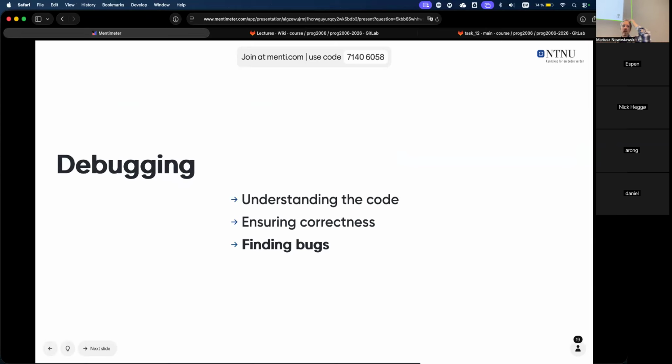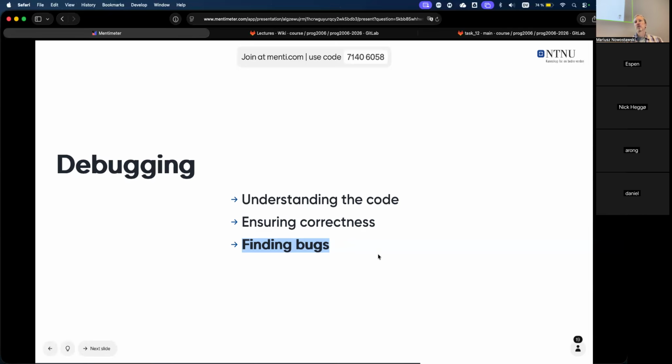So we're primarily doing it for understanding the code and for ensuring that the code is doing what we want it to do, right? And then finding bugs, but that should be the primary goal. The primary goal of debugging should be finding bugs. It should not be the other two things. A lot of people disagree, but some people agree. And some people say that understanding the code should be done in a different way.